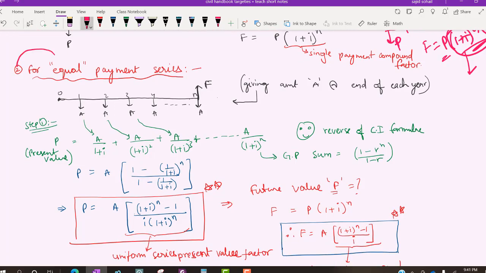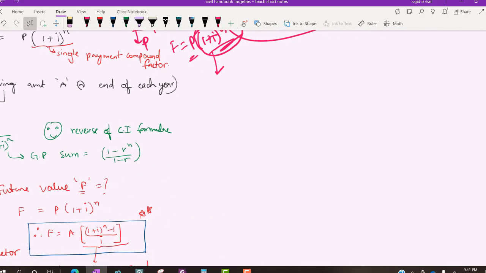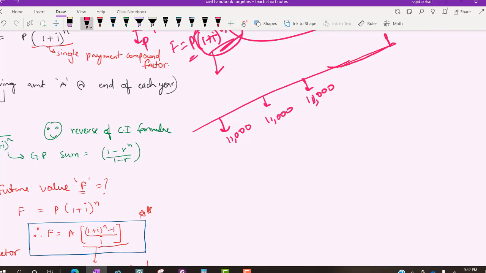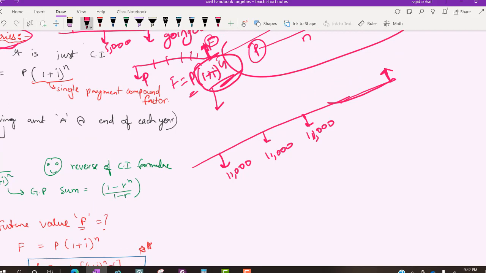Next, the equal payment series. What is the equal payment series? Basically insurance. I have recently joined an insurance scheme. What am I doing here? Every year I'm paying an equal amount. I am paying 11,000 rupees per annum. Like that, 11,000, 11,000, third year 11,000 again. It continues for n years. Then how much will I be receiving at the end? What will be the future value I will be receiving? I am giving out so much amount every year, and what is the value I will receive at the end of my time interval? That I have to find out.